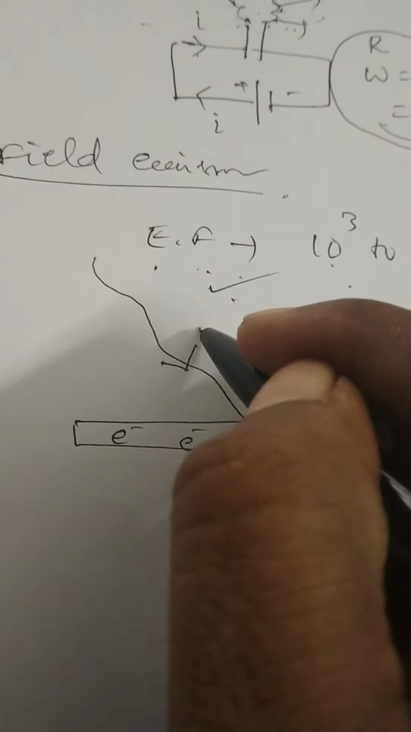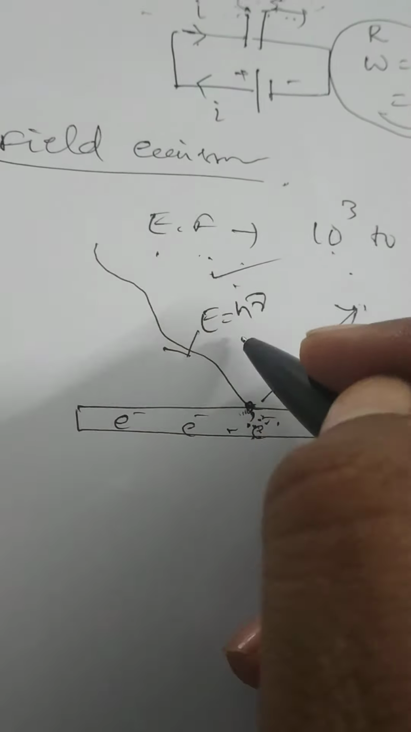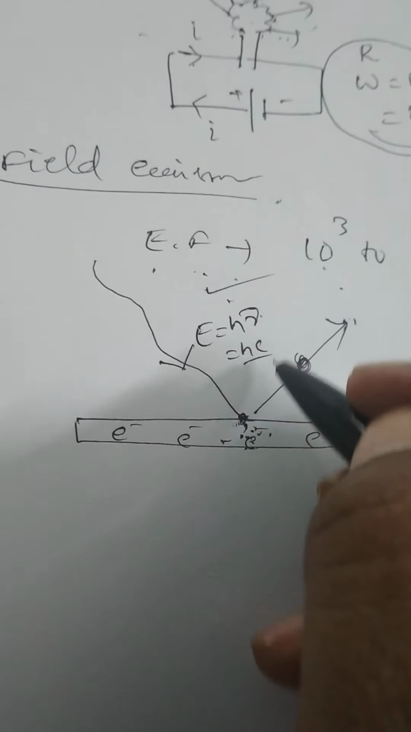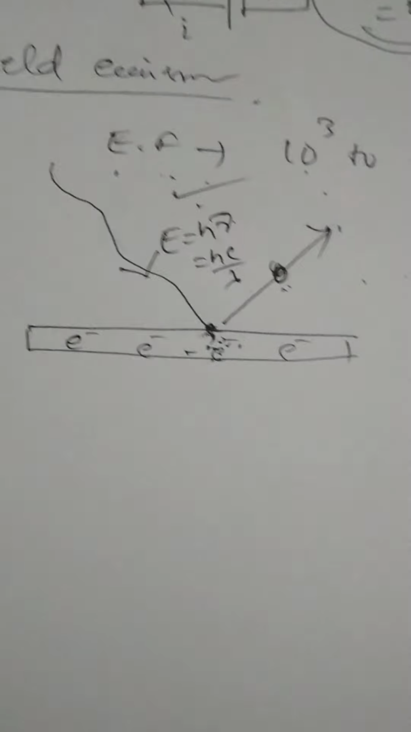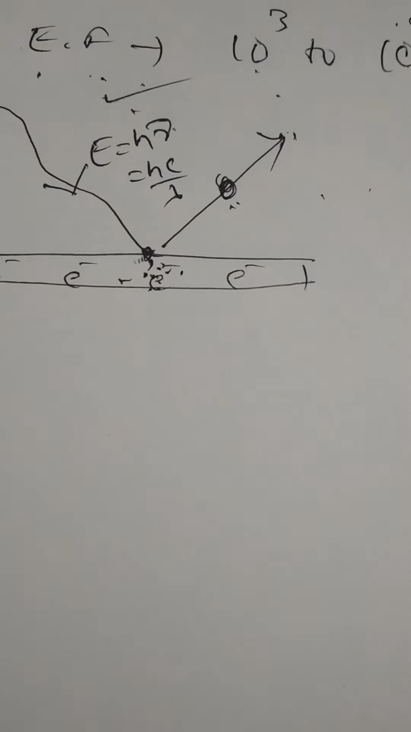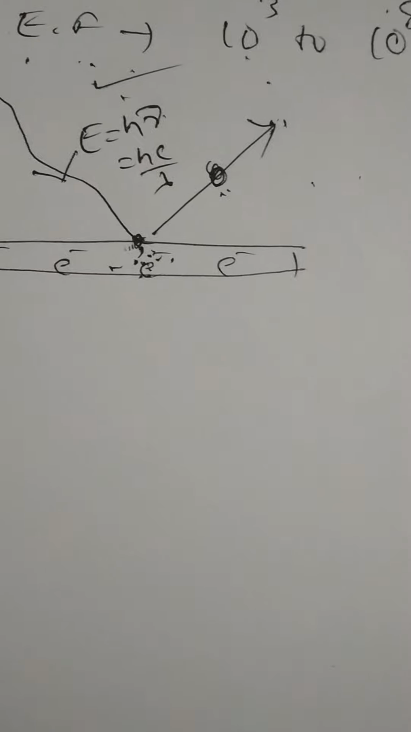Here the energy of the incident photon is E equal to h nu, and nu is equal to c by lambda. So this type of emission of electrons is known as photoelectric emission.